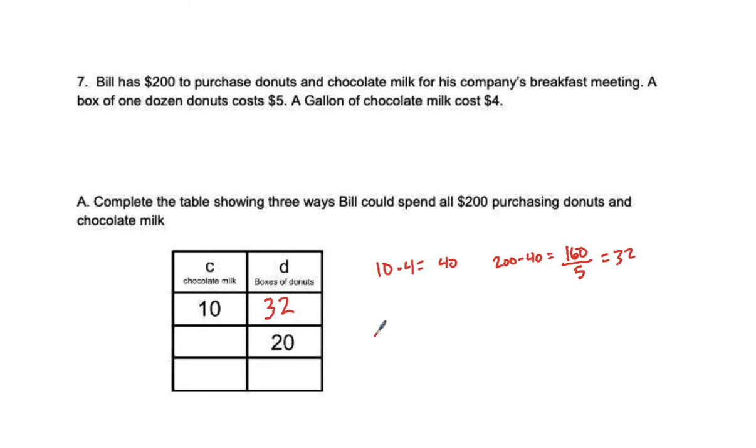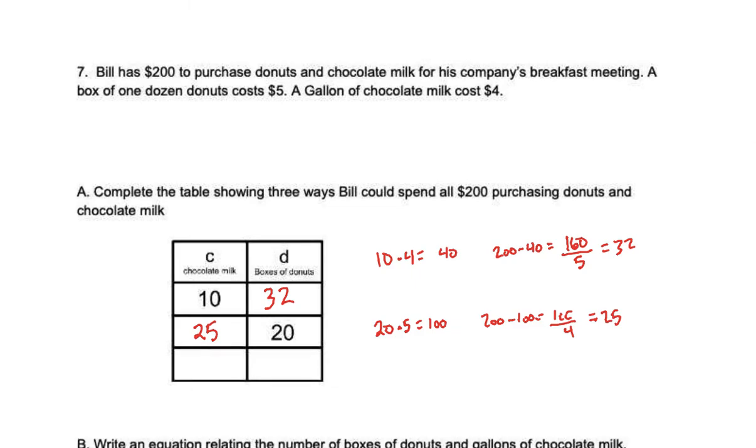So this would work very similarly. It's 20 times 5 equals 100. And then 200 minus 100, of course, is 100. And divide that by 4, because that's how much a gallon of chocolate milk costs. So that would be $25. Or no, 25 gallons, sorry. And then they left one blank here for us. And so we need to fill one in ourselves.